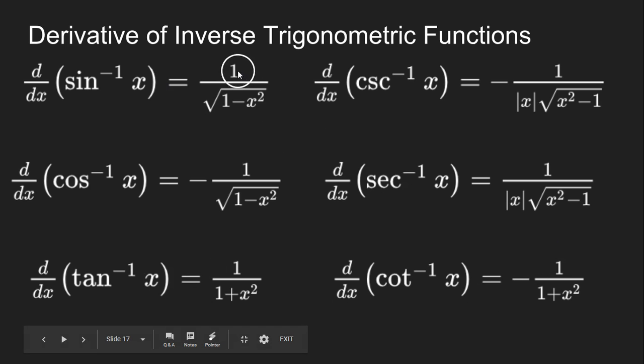Okay, so sine is 1 over root 1 minus x squared. Negative, same thing for cosine. Secant is 1 over absolute value of x, square root of x squared minus 1, and then cosecant is the negative of that, and then tangent is 1 over 1 plus x squared, and cotangent is negative of that.